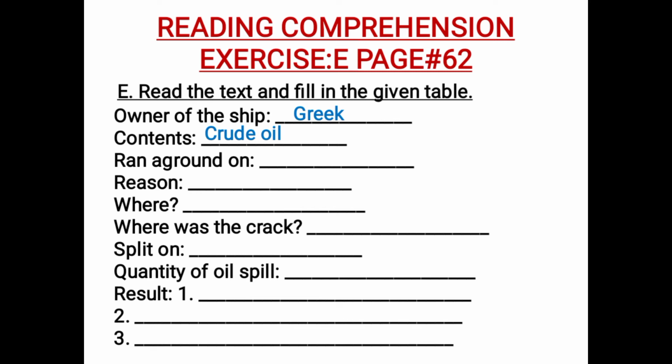So you have to write only that quantity which spilled on the ground, not the complete amount of oil. Then you have to give three results, meaning the consequences of the oil spill, which we have already written in the question answers of this unit. For example, you can write the people were facing health hazards, the fishes were in danger, the fishermen were hungry, and the birds were dying. There were so many consequences because of the oil spill. You just have to write any three of the results.